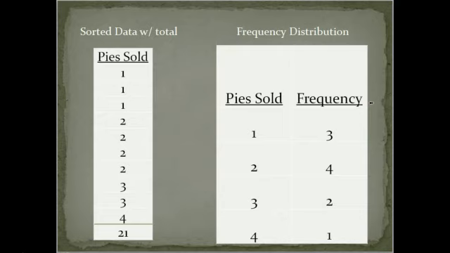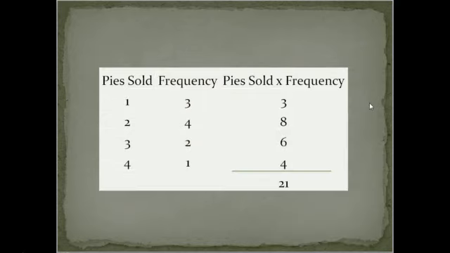So the first step is actually to add a third column where we multiply the first column, your data values, in this case pies sold, times the frequency. So 3 times 1 is 3, 4 times 2 is 8, etc. And if you add those up, you'll see it adds to the total number of pies sold. And this is something we're going to use to calculate the relative frequency.